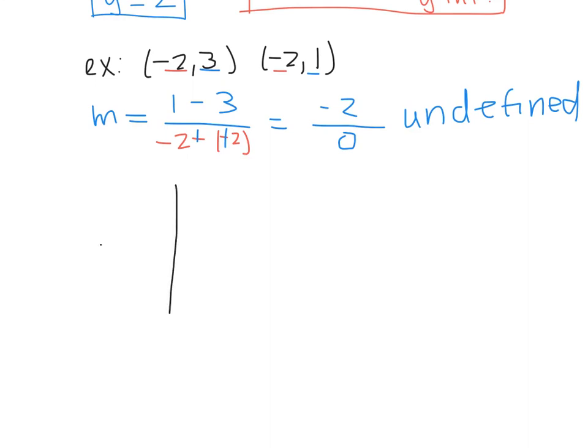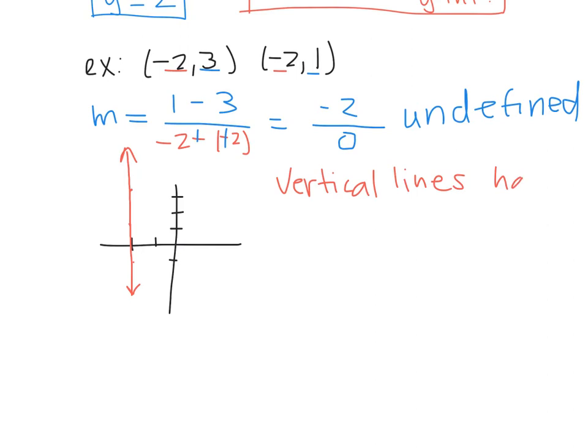Let's just sketch a quick graph, see what's going on here. Okay, plotting those points, negative 2, 3, negative 2, 1, and we connect those, we see that we get a vertical line. So we got a vertical line, and when we have a vertical line, that has an undefined slope. So vertical lines have undefined slope. If we try to calculate it or we try to find it, we're going to get 0 in the denominator.